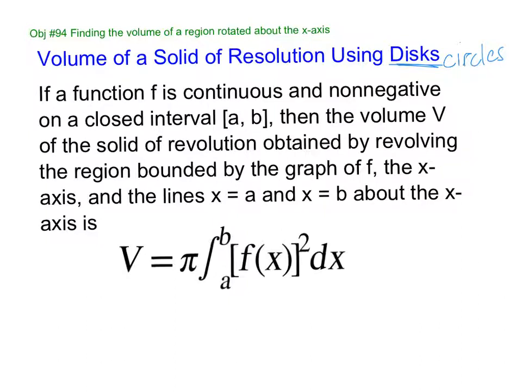So notice all this is pi. I like to think of this as r of x, right? It's the radius squared, right? We're integrating the radius over some interval. The radius squared, pi r squared. We're just finding the area. We're integrating the area of a circle. When you integrate area, we get volume.